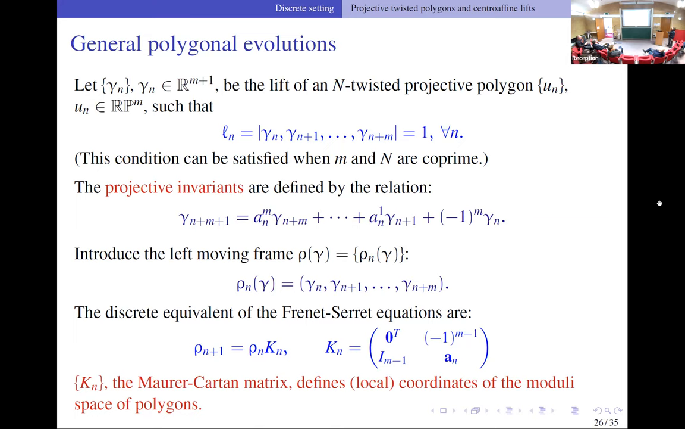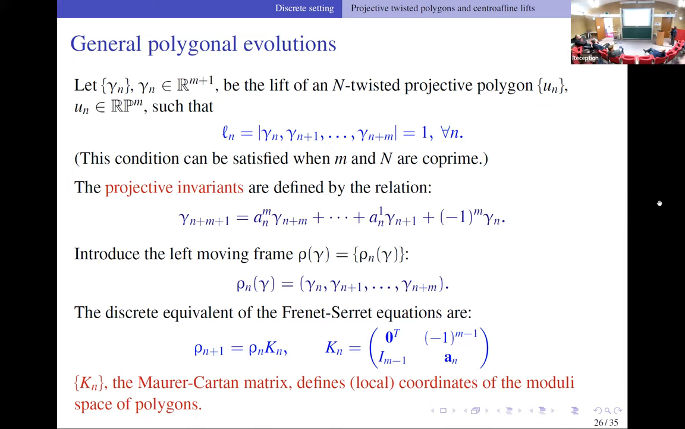permute the position of gamma n plus one here, subtract the two, and you're going to get that gamma n plus one has to be a linear combination of the previous vectors. With this coefficient here in front of gamma m, which tells me the number of hops, permutations, exchanges I have to do to move this first position. Now I have a natural moving frame, and the natural moving frame is simply taking these vectors here and packing them into a group L. So this will be in SL M.